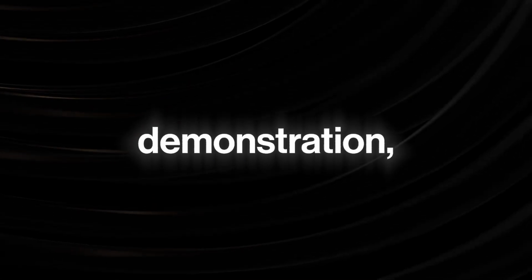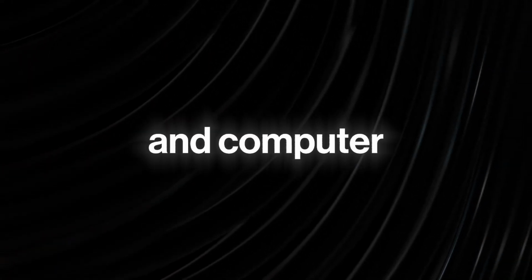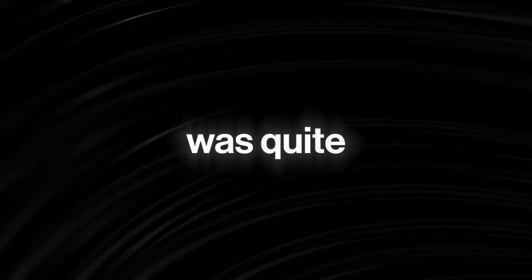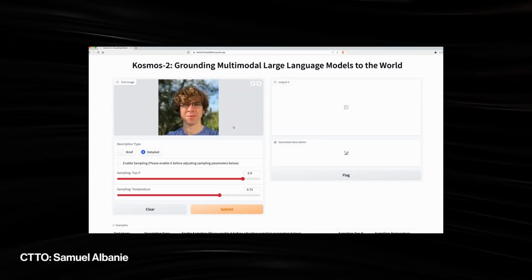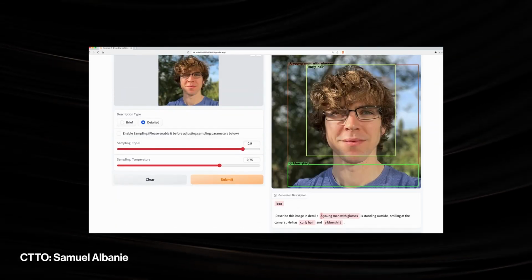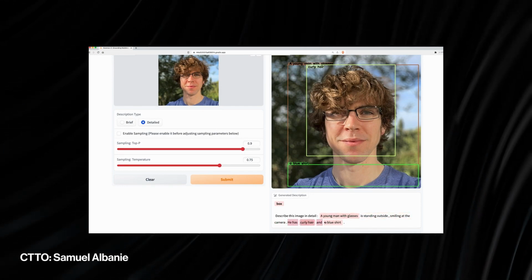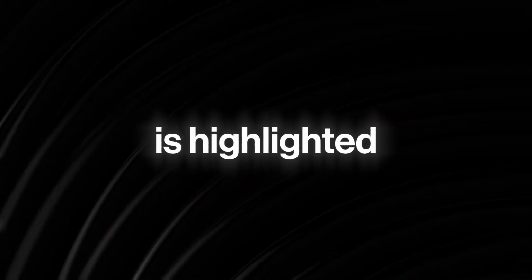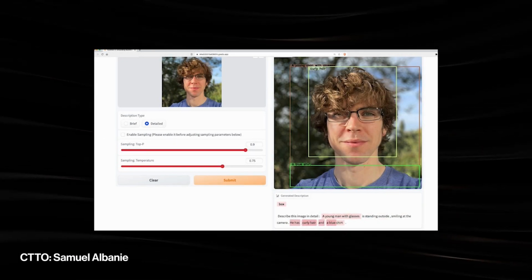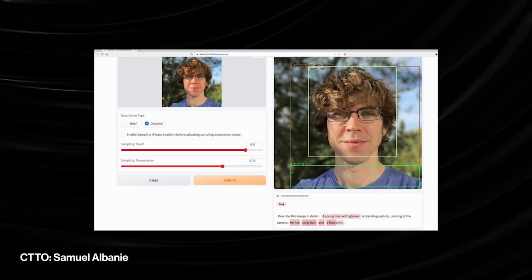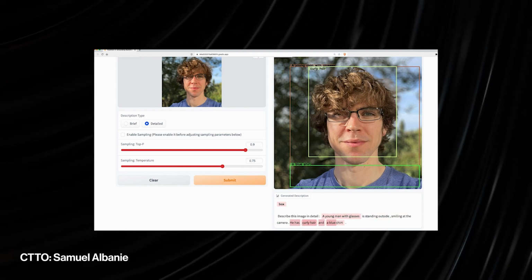In this next demonstration, an assistant professor of machine learning and computer vision at the University of Cambridge, Samuel Albanie, uploaded his picture, and the response from KOSMOS 2 was quite interesting. First, it interprets the elements and content of the image as a young man with glasses is standing outside, smiling at the camera. He has curly hair and a blue shirt. Remarkably, each element in the image is highlighted with a distinctive color of bounding box. Samuel's hair and his glasses were highlighted with a red bounding box. His curly hair was highlighted with a light green bounding box, while the green bounding box is used to highlight the blue shirt.